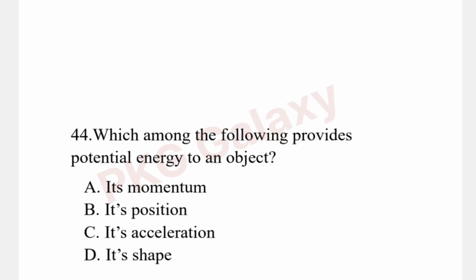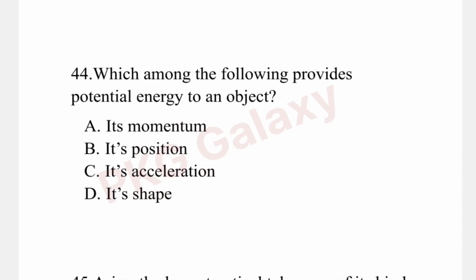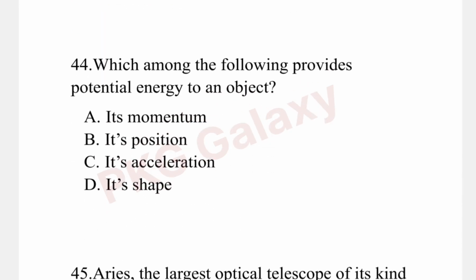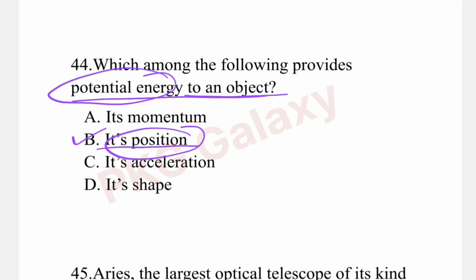Next question. Which among the following provides potential energy to an object? Option A, its momentum. Option B, its position. Option C, its acceleration. And option D, its shape. The correct answer is its position. So the position provides the potential energy to an object.